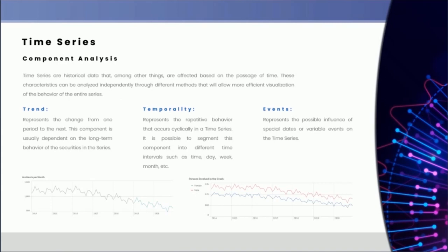Okay, so time series are historical data that, among other things, are affected based on the passage of time. These characteristics can be analyzed independently through different methods that will allow more efficient visualization of the behavior of the entire series. This means that we will have historical data that will be related to a particular indicator.